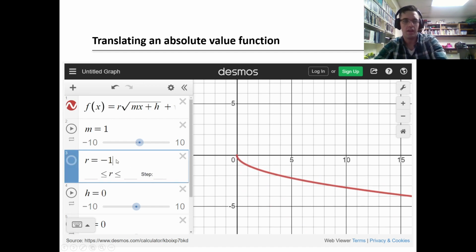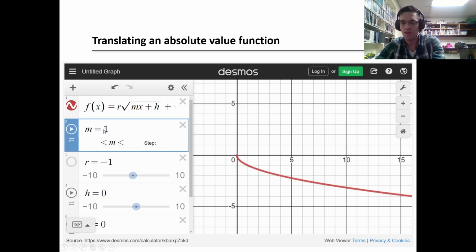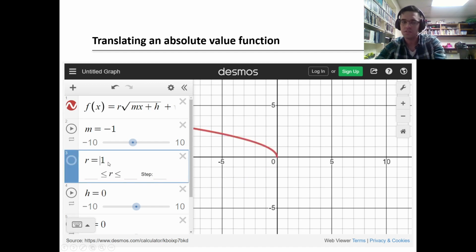So we have m and r. m and r will determine which quadrant our graph is in. Right now, r is -1. If m and r are both positive, we're going to be in quadrant 1. But if r is negative, as you just saw, we'll be in quadrant 4. And if m is negative as well, now we're in quadrant 3 because it's being reflected over the x-axis and over the y-axis. But if r is positive and m is negative, now we're in quadrant 2.